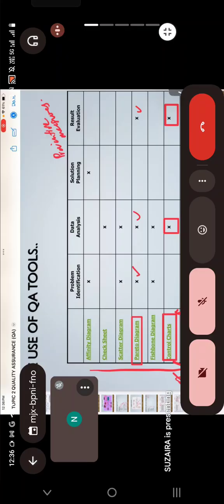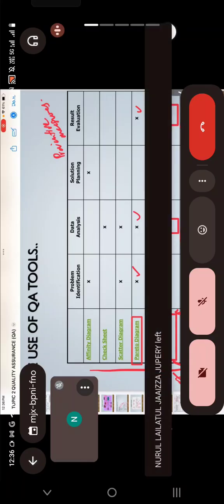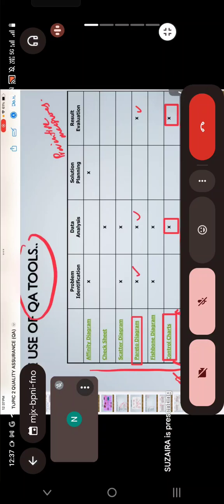So they are more or less similar to the Pareto diagram and also the control chart, yeah. So that one would be the tools for the QA. So I think we've done with the QA tools, yeah, which are critical for you guys.